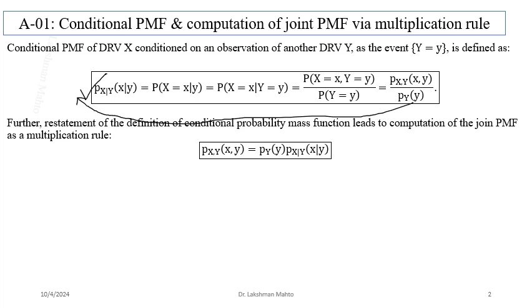If you have two random variables x and y, how will you compute this? Say that if you observe y first, then you know the probability mass function of y. Once you have observed the probability mass function of y, then conditioned on each value of y, you will come up with the conditional probability mass function of x. So this computation is always possible. These approaches are always doable.